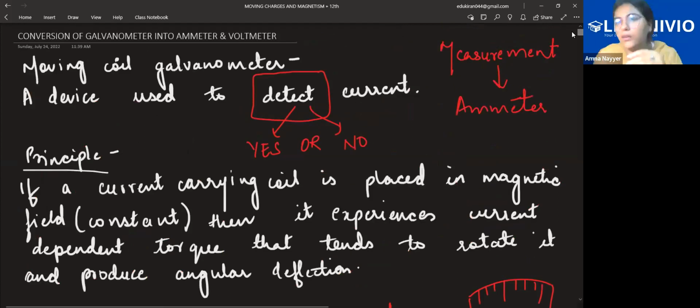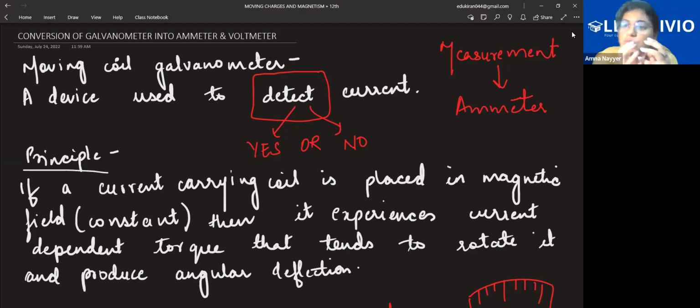Conversion of galvanometer into ammeter and voltmeter. So this was the only topic that was left from your magnetics, and then we have to start with chapter 5th. So what is a galvanometer that we have discussed already?